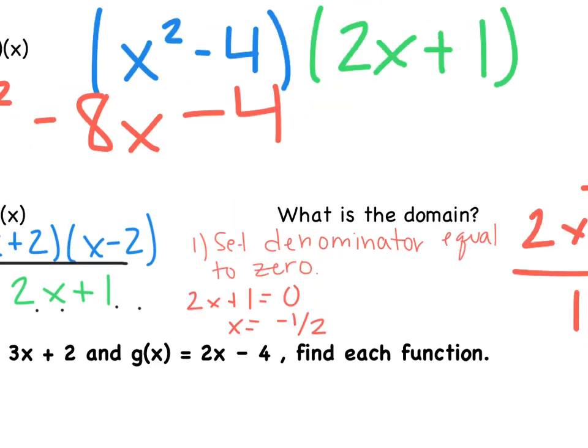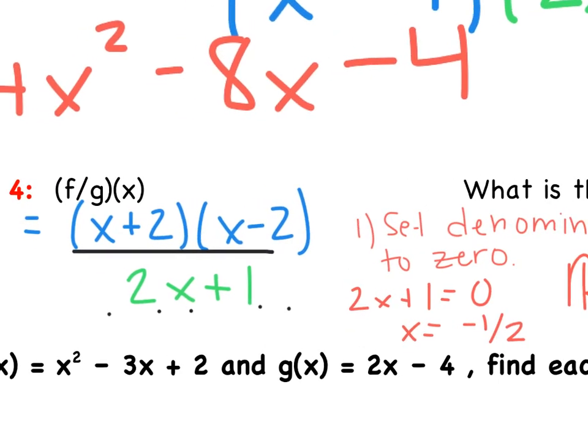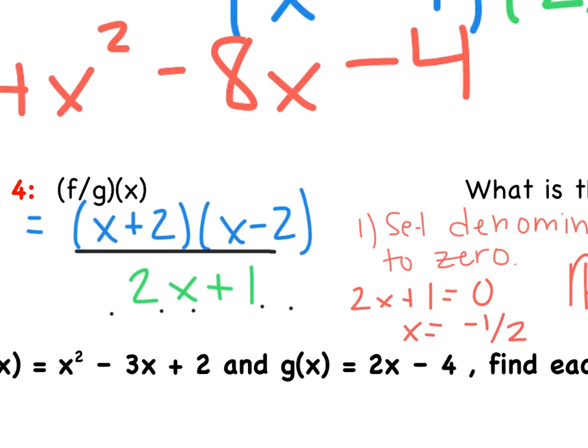So then my domain here would be all reals except x equals negative 1/2. So just want to emphasize again that x cannot equal negative 1/2 because then our denominator would equal 0, and we know that we cannot have a denominator of 0 because we can't divide by 0.